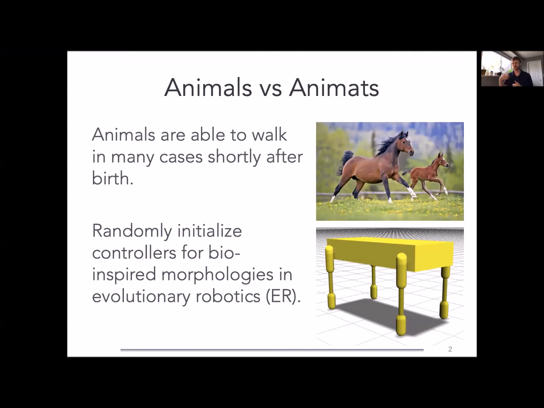So the inspiration for this work really came from a question that Tony and I have had over the years, which is, when you look at animals, especially horses or almost all animals, they're able to walk in many cases shortly after birth. And in evolution, we typically randomly initialize our neural controllers in bio-inspired morphologies. But if you look at those first couple of generations, or maybe even the first 100 or 200 generations, often it's just random flailing about. And so we've always been curious about this, and we think now with some of the machine learning coming about, we might be able to address this.